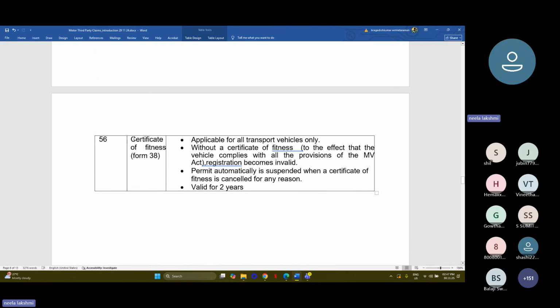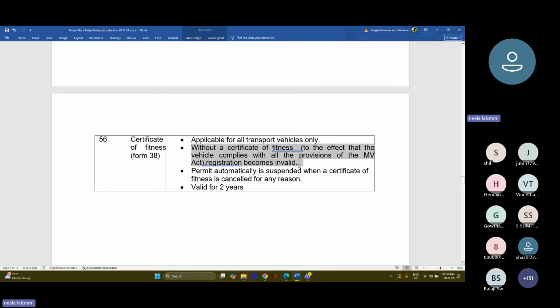Next one, certificate of fitness. It is issued in form number 38. The certificate of fitness is applicable to transport vehicles only. For private vehicles, it is given up to the age of 15 years, in the first registration.